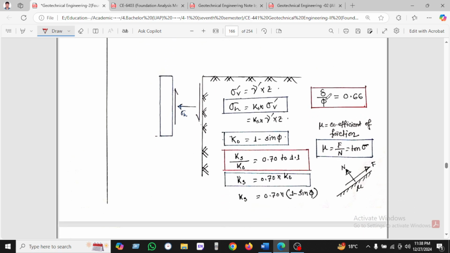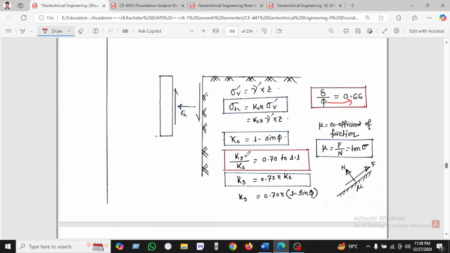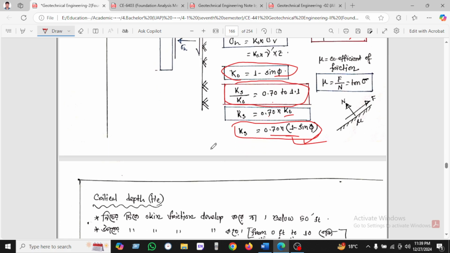So you can see here the relation of delta to phi, delta equals 0.60 phi. If we take it here, then it will be 0.66, this is 0.66 into phi. Okay, this value is given. Ks by K naught is 0.70, so we are taking 0.70 for K naught, and K naught we know is 1 minus sin phi. Putting this value, this is the final K, equal to 0.70 into 1 minus sin phi. So this formula will be applied.